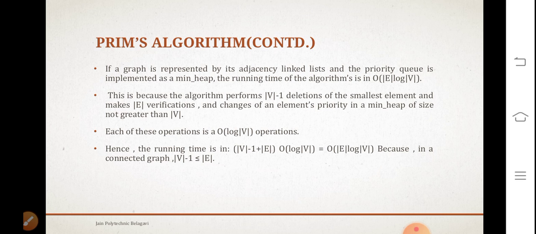Each of these operations is a big O of log of number of vertices operations, that is log n operations. Hence the running time is in n minus 1 plus e, then big O of log n, that is equal to e into log v, because in a connected graph, number of vertices minus 1 is less than or equal to number of edges.